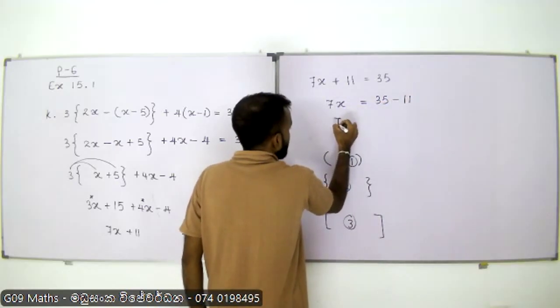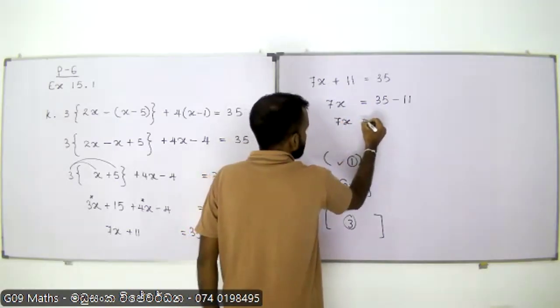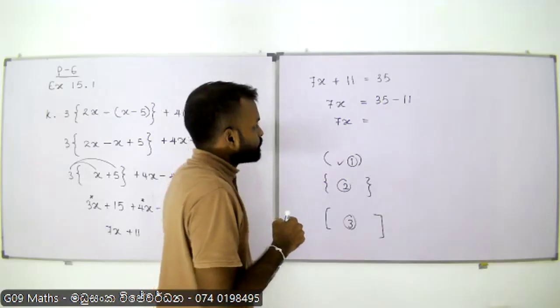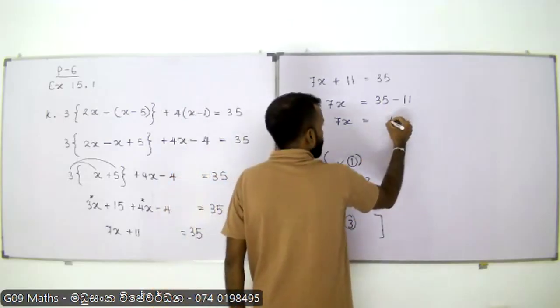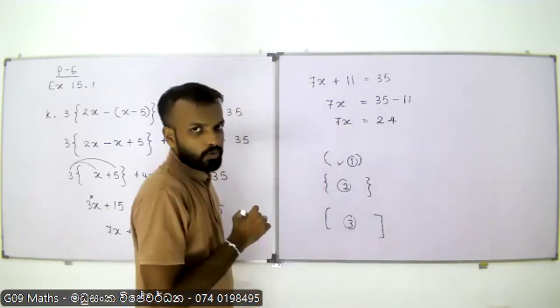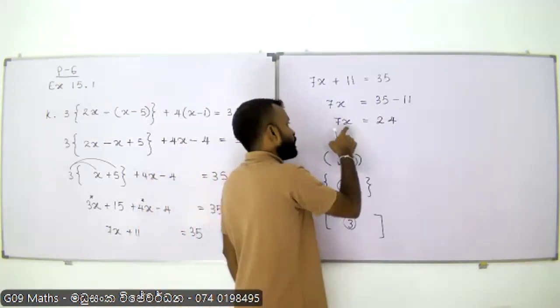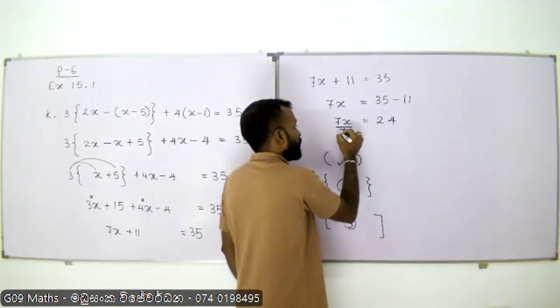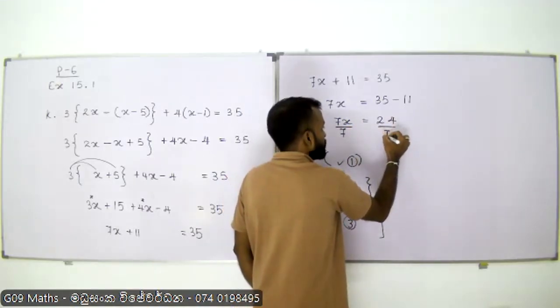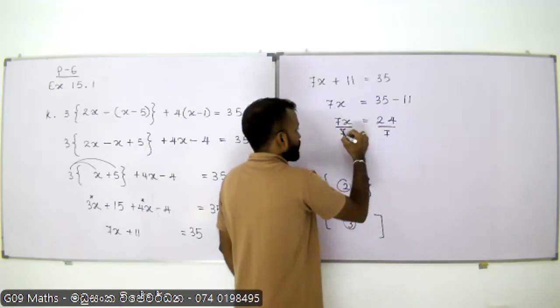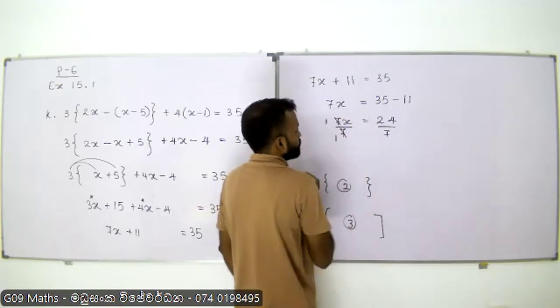In my left hand side, I have 7x. Right? 35 minus 11, 5 minus 1, 4. 24. Right? So, if you want to find the value of x, you are going to divide both sides by 7. This side by 7, this side by 7. Right? 7 times 1, 7 times 1.